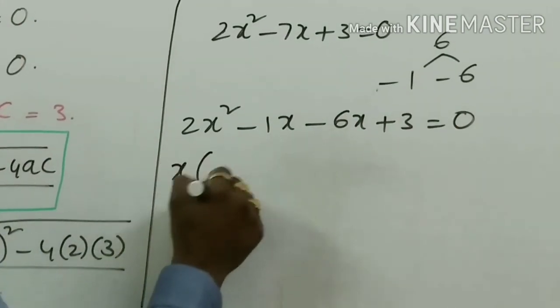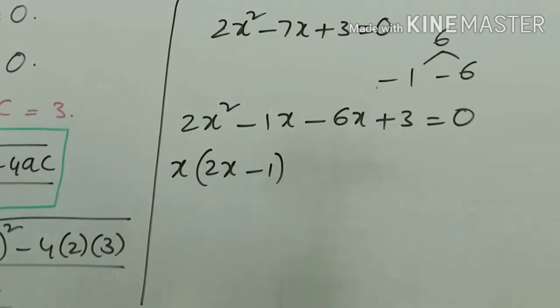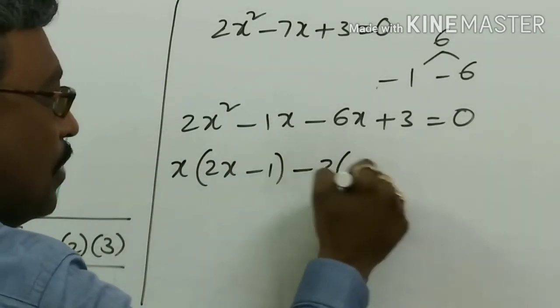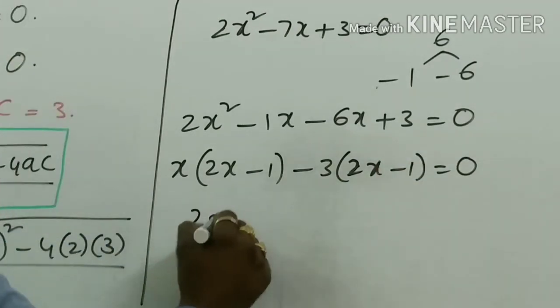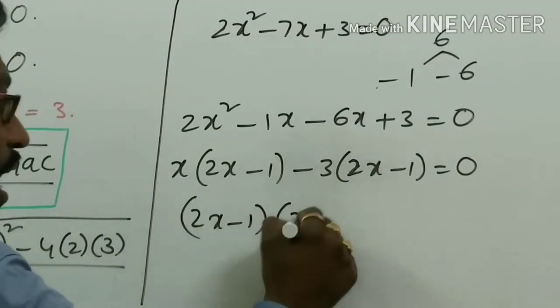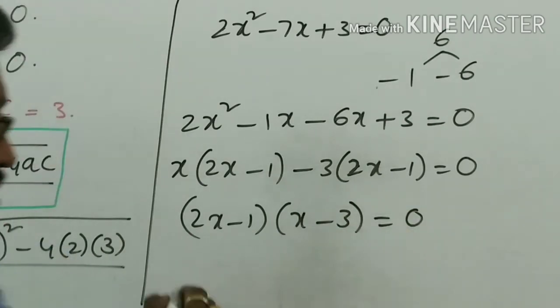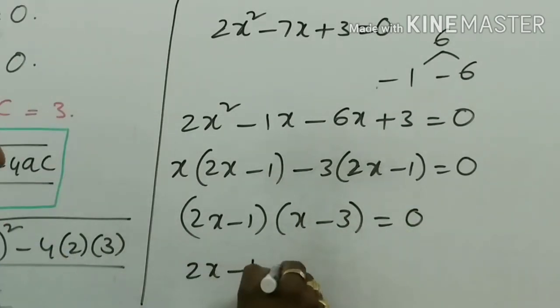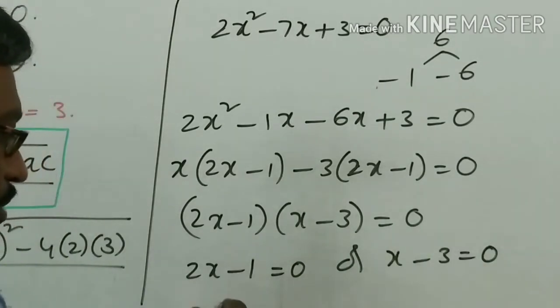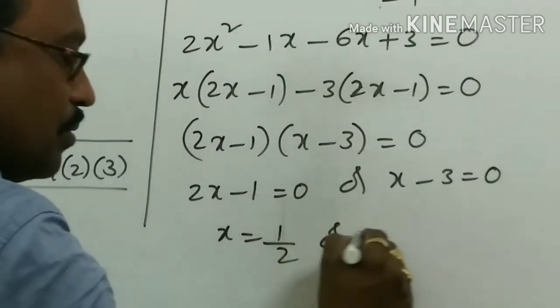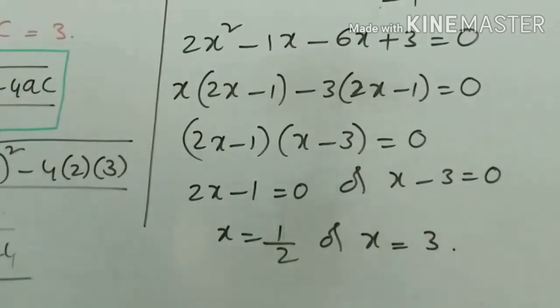Where x common, 2x minus 1. Where minus 3 common, 2x minus 1. Then 2x minus 1 into x minus 3 is equal to 0. Where 2x minus 1 equal to 0 or x minus 3 equal to 0. Where x is equal to 1 by 2 or x is equal to 3. So in both the methods, we got the same 1 by 2 and 3.